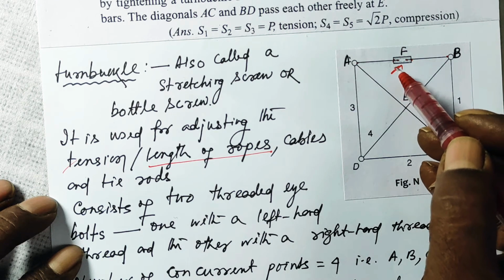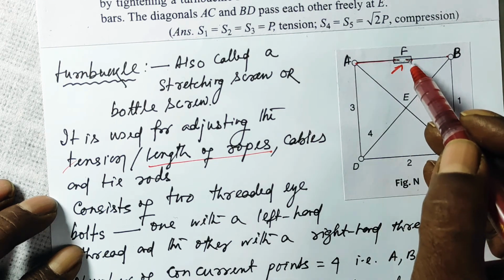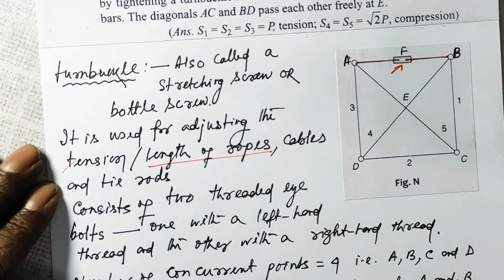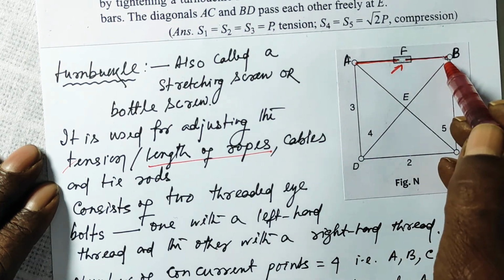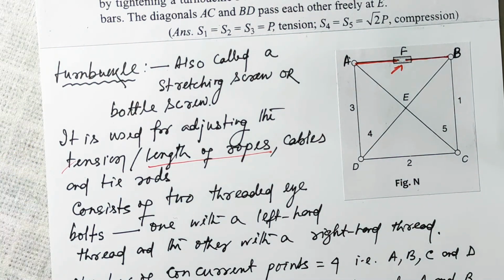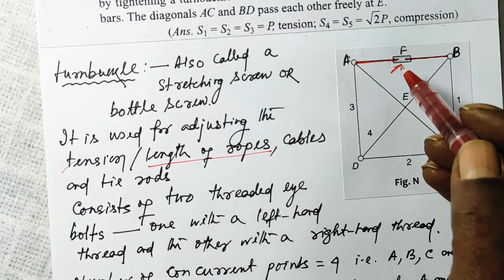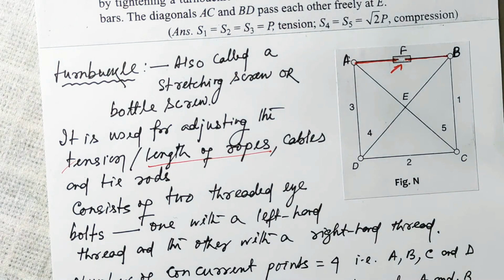So if you rotate this turnbuckle to one side, let's say clockwise, this part and this part will be tightened, meaning the tension in the parts will increase. If you loosen it by turning to the other side, the tension in this part and this part will be reduced. It consists of two threaded eye bolts, one with a left hand thread and the other with a right hand thread. Suppose the thread here is left handed, the thread here will be right handed.